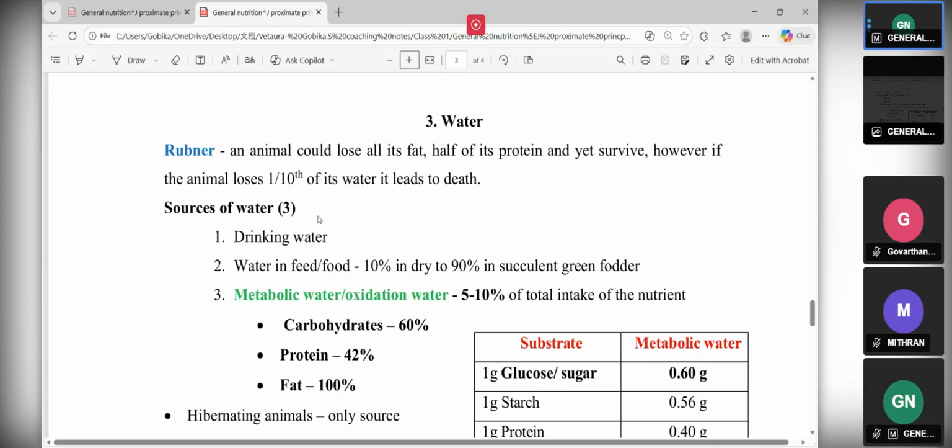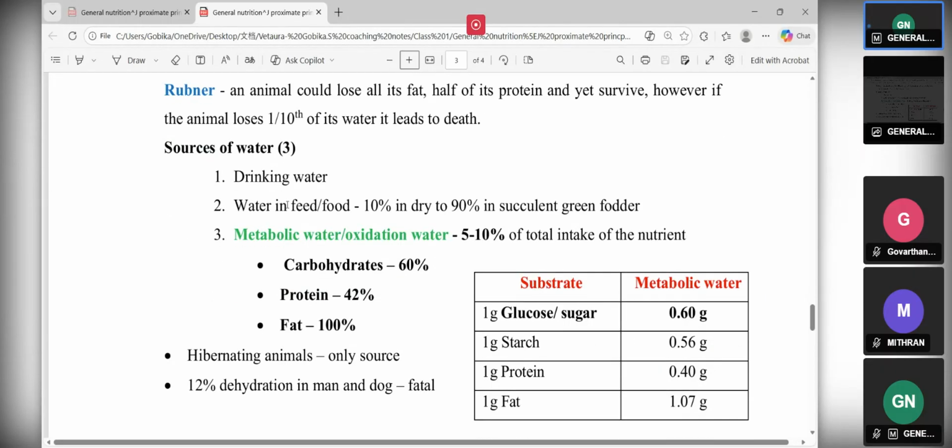Then another important aspect in the water syllabus topic is the sources of water. They will ask a multiple choice. They will give these three options, and the fourth option will be all the above. So you should know what the three sources of water are. That is drinking water, water in feed. In animals we should mention that as feed.